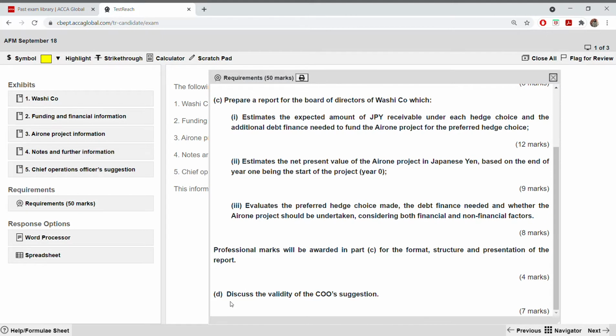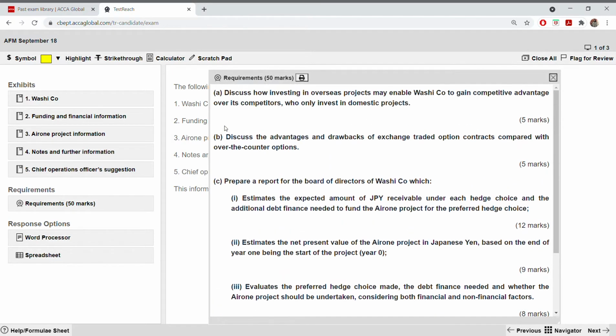Okay. So let us read part D also. Discuss the validity of the COO's suggestion. 7 marks. So whenever such a question comes, discuss the validity of someone's suggestion, how to answer this question I will show you, even though I will not be able to write and show you the full answer, but I will show you how to write. Maybe I'll give you in points. Okay. But the first two, it's from your knowledge. Directly from your textbook, you will be able to answer. And you should be able to answer it.